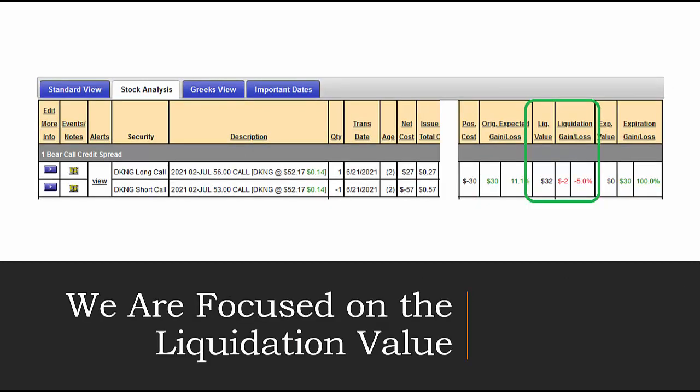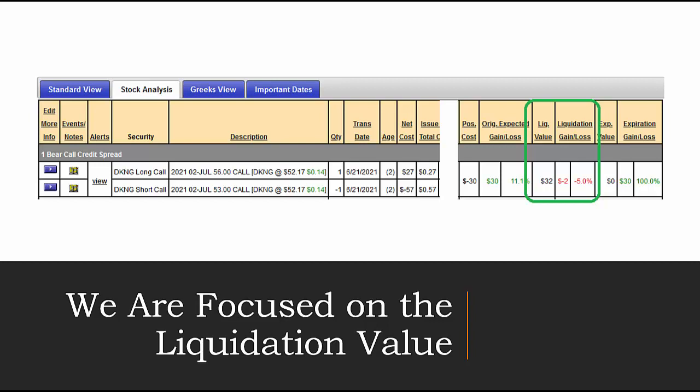What we're focused on is the liquidation value of the entire spread trade. If that liquidation value, doing the opposite transactions, if we bought to close the 53 call and sold to close the 56, was technically half, or a little bit more actually, of the maximum risk of 270, that's when we would look to close the position. At this point, the stock trading at 52.17, it's not at our 1% rule. We only have 2 days to go to expiration.